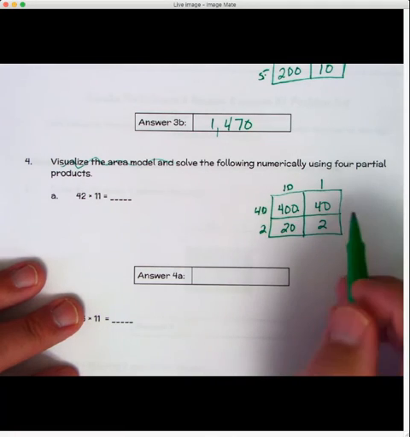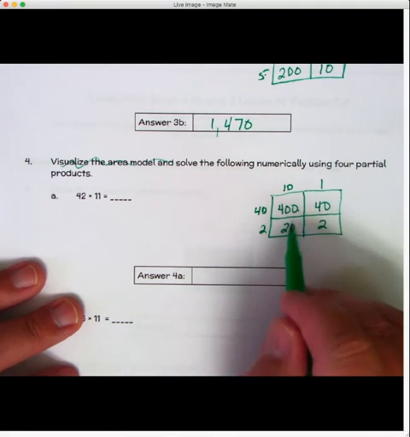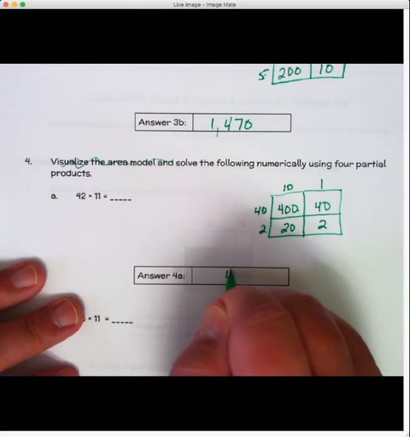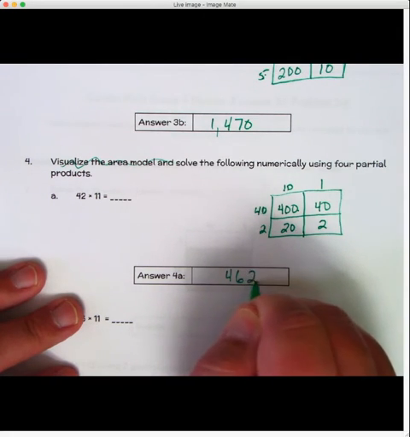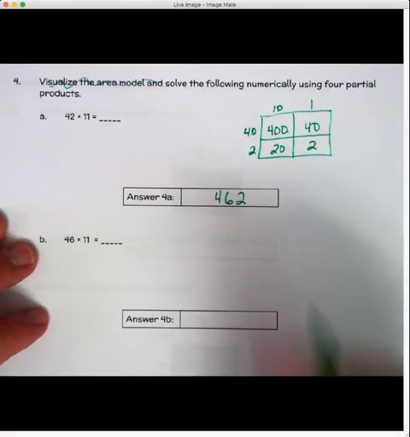Now let's add these up. You'll need to write them out. I'm going to do mental math. 400 plus 20 is 420. Plus 40 would be 460. Plus 2 would be 462. Last one for an example, and then I'll let you do it.